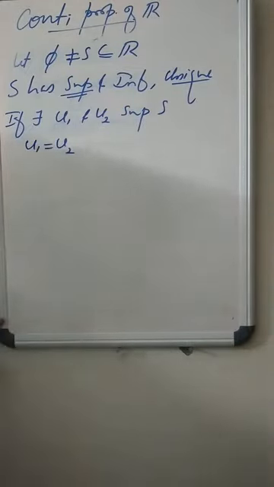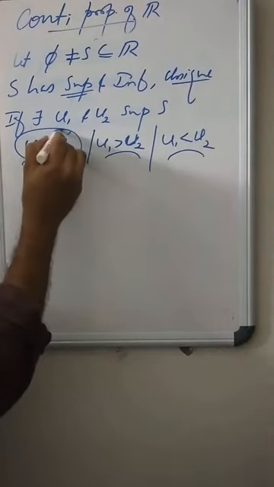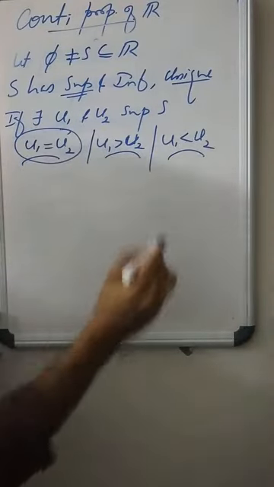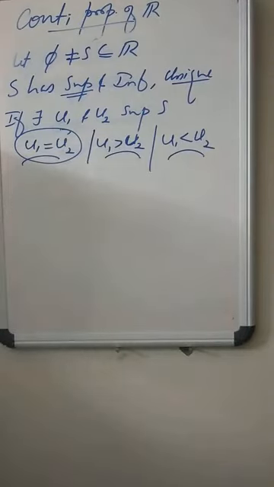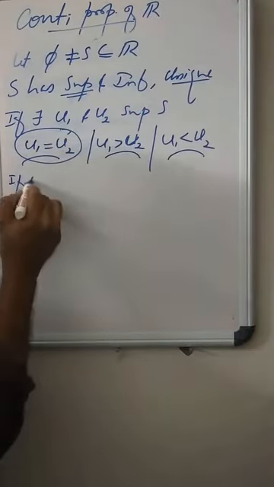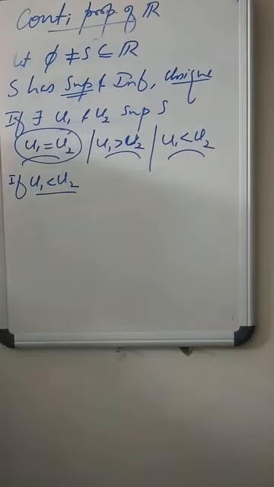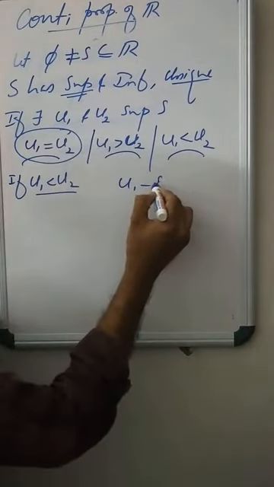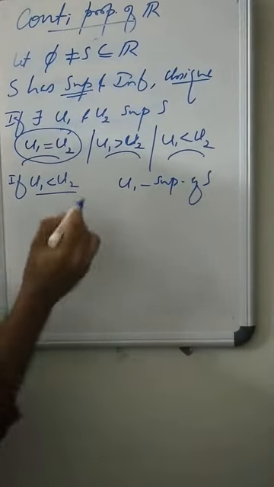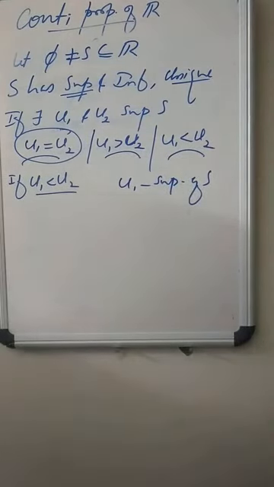There are three possibilities. We wish to show that U1 equals U2. Then it is enough to show that the other two are not possible. So, if U1 is less than U2, what happens there? U1 is a supremum of S, which means U1 is the least upper bound.